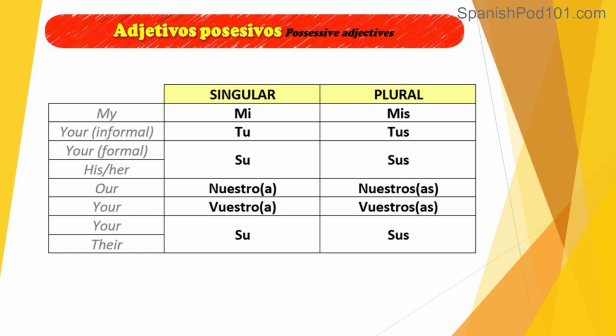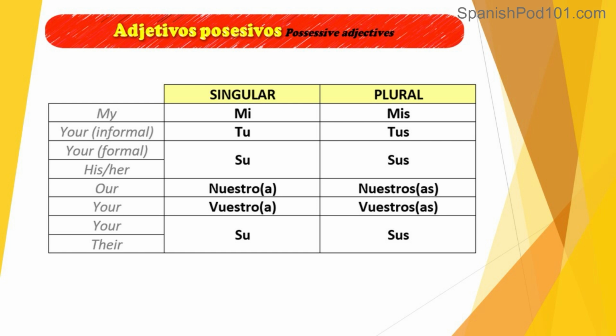Then we have your for the formal register, which is the same as his and her. Your formal will be singular su and plural sus. Our in Spanish is going to be, in the singular, the masculino nuestro and the femenino nuestra. And the plural form is going to be nuestros, nuestras.